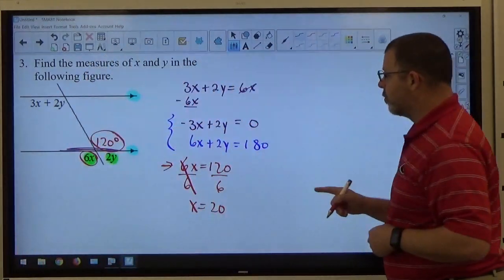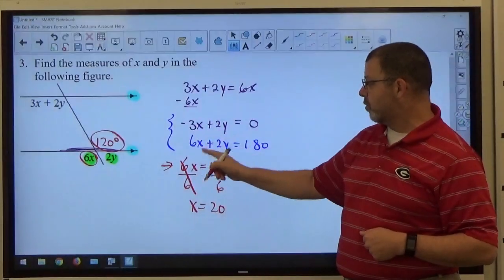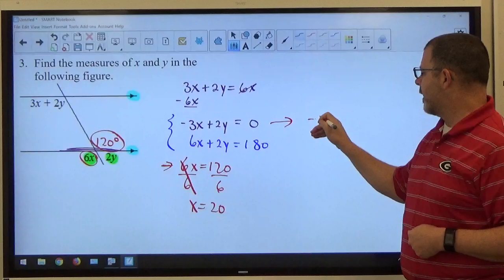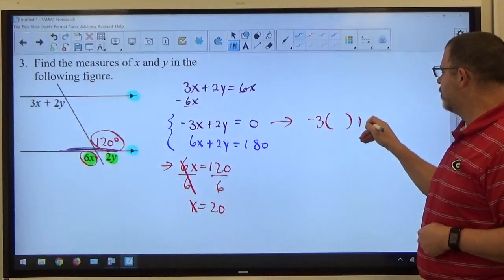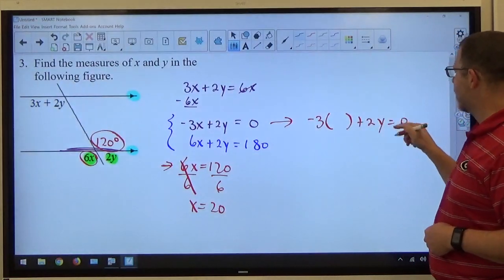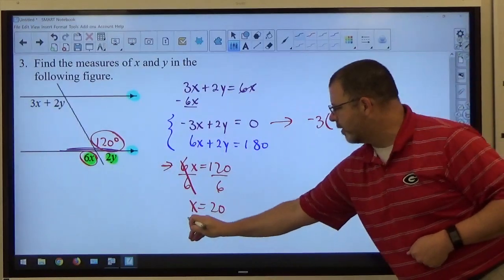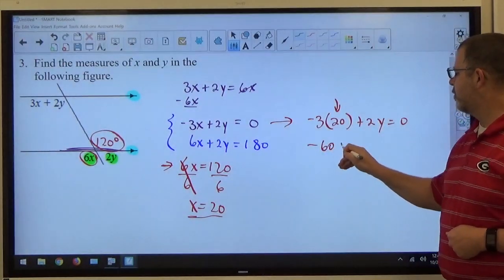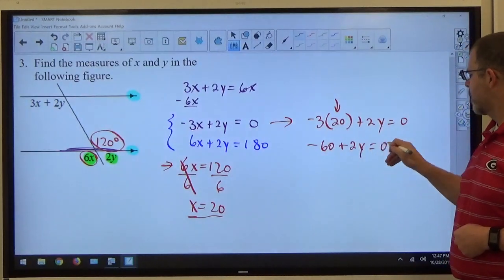Once I know that x equals 20, I go back to either one of these two equations, replacing x with the number 20. I'm going to take the top equation. Negative 3x plus 2y equals 0 is what we have. But instead of writing x, I'm going to write 20, because that's what x equals. So negative 60 plus 2y is equal to 0.